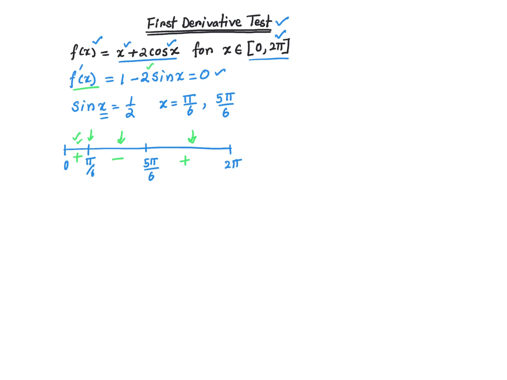So now let's see what happens at x equal to pi over 6. The slope goes from positive to negative, which means it is a local maximum. If the derivative to the left of the critical point, my critical point being pi over 6, is positive, and to the right it's negative, then it's a local maximum.